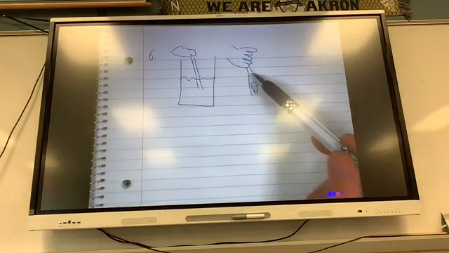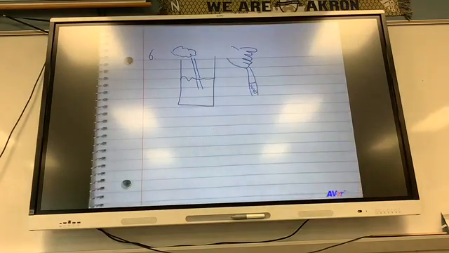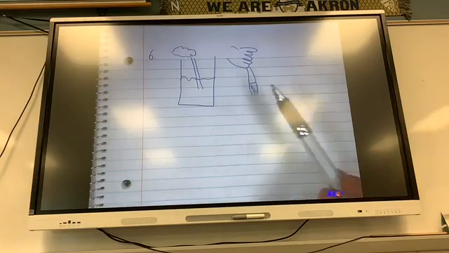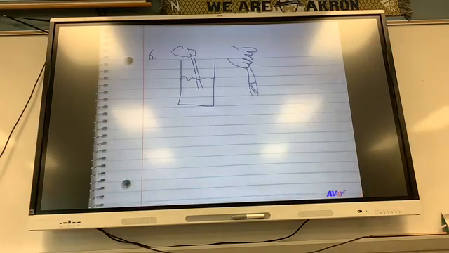What type of pressure do I have in this part where there's no water? Low pressure. What is the atmosphere doing? Blowing this water up the straw, because there's lower pressure in this small open space than the atmosphere. So it's blowing the water up the straw. So that was that one.